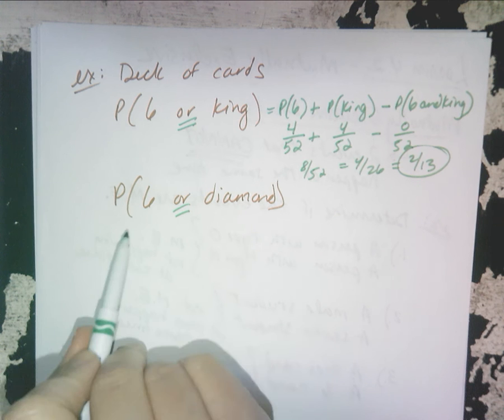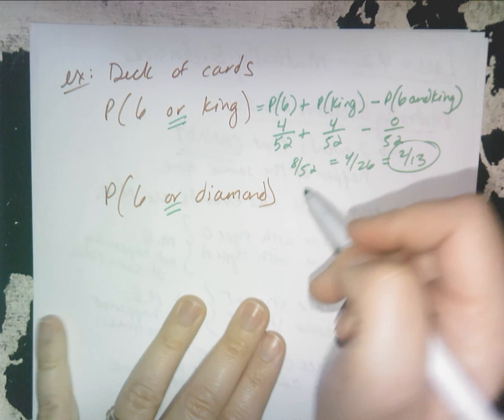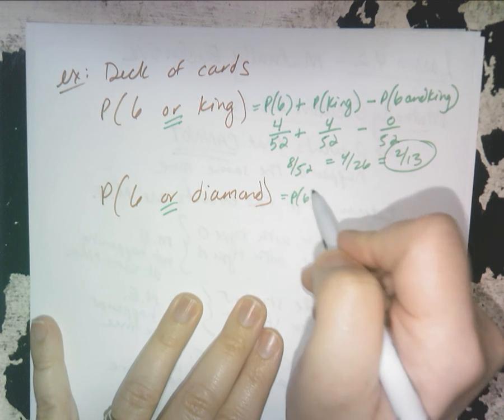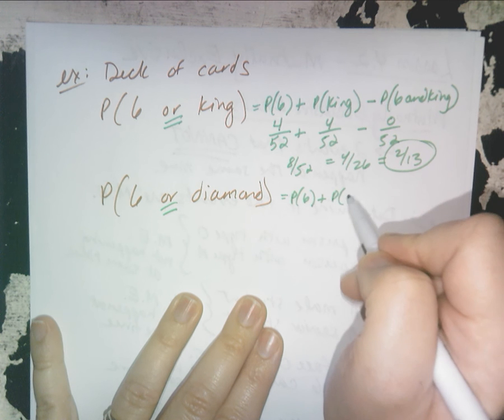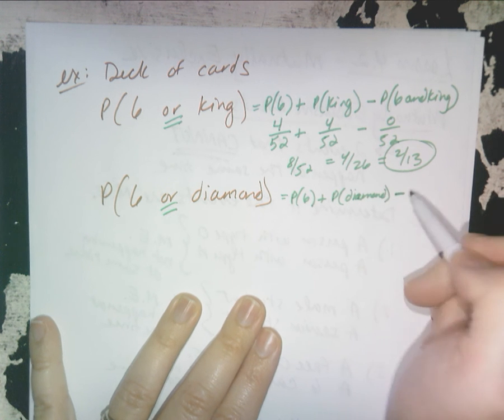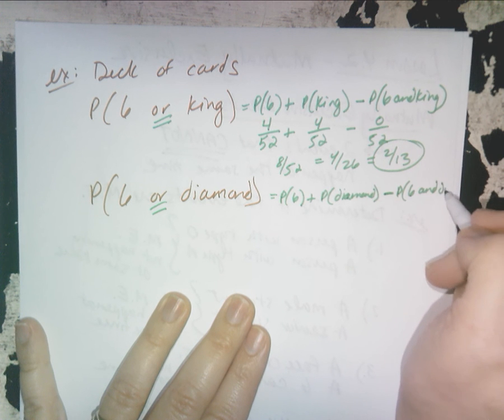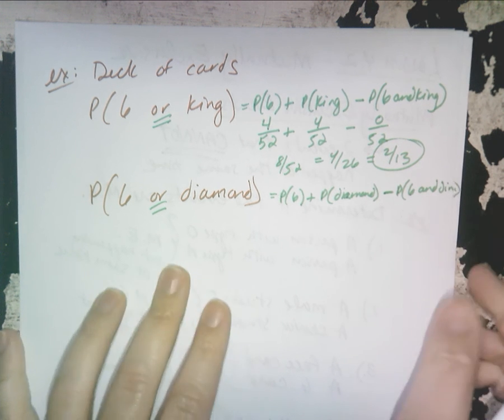Now this one can happen at the same time, right? You can be a 6 and a diamond. And so we have to take away that we've double counted it. So that's why I would say, all right, probability of being 6, probability of being a diamond, and then minus the probability of being a 6 and a diamond. I'm running out of room there.